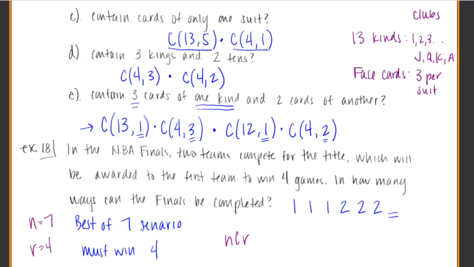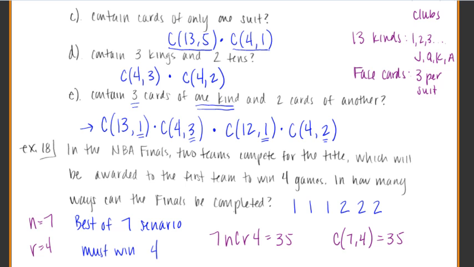Let's see, nCr, if you want to write it like that, 7, 4, if you want to plug it in your calculator. Or just in general, if you don't want to use your calculator, it's just going to be a combination of 7 take 4. And whichever way you choose to do it is going to give us an answer of 35.